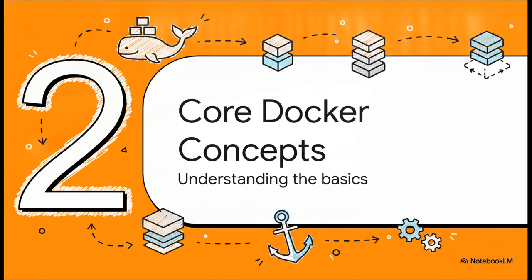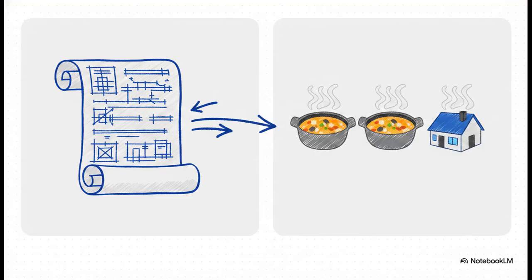Moving right along to Section 2, Core Docker Concepts Explained. Let's get down the foundational vocabulary you need to actually use this thing. Now, perhaps the absolute most important distinction in the entire Docker ecosystem is the difference between an image and a container. An image is just a static template.